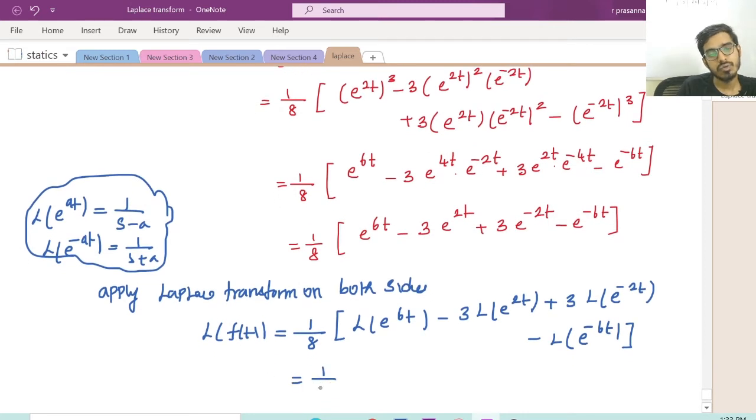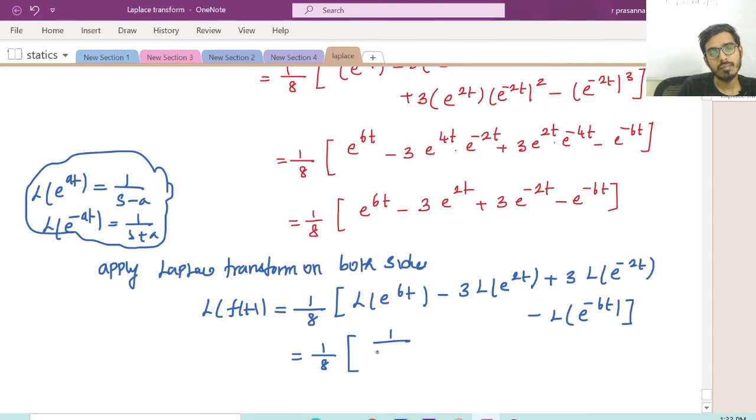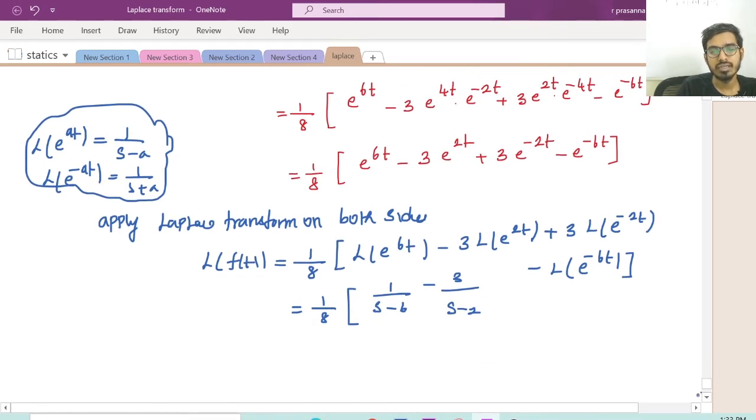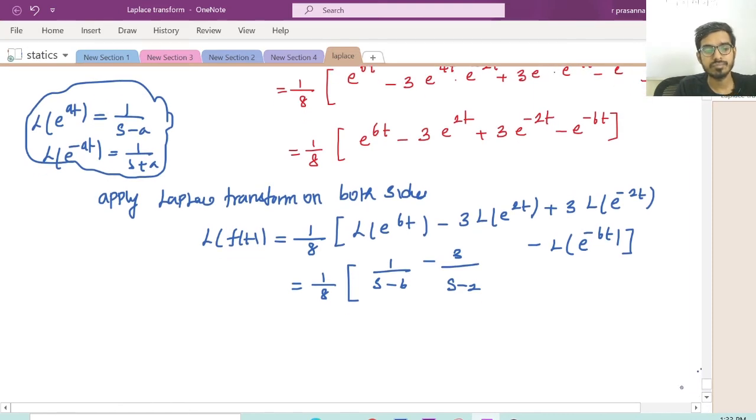So this will be equal to 1 by 8. Now what is L of e power 6t? This is 1 by s minus 6, right? L of e power at is 1 by s minus a. So my a is 6 here, minus 3 times L of e power 2t, which is 1 by s minus 2. What I will do is give some space here.